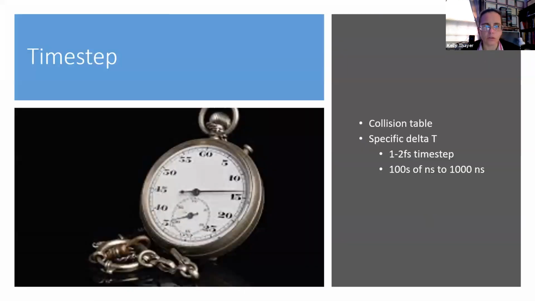Okay, and so the other thing we need to think about is the time step. So when we did the hard spheres, we had our lookup tables, but collision doesn't really apply anymore. So we need to select a specific delta t. So we typically take a 1 to 2 femtosecond time step for simulations, and our simulations typically run from hundreds to thousands of nanoseconds.